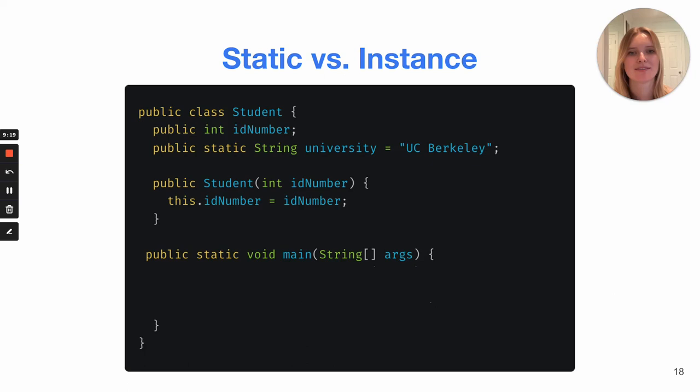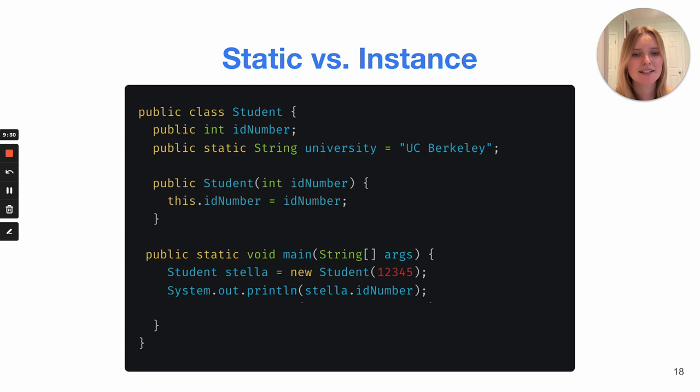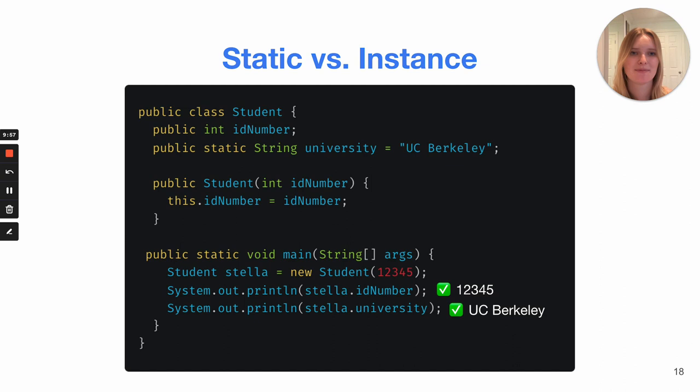So let's talk about an example now. In our main method, we're going to create a new student named Stella. And now we're going to try to print Stella's ID number. Note that we're using dot notation here. Dot notation is when we take the object and we put a dot after it and we get the variable or function that we're trying to access. So here we're trying to get the ID number, so we use Stella.IDNumber. And what do we get here? 12345. Nice. We can also try to print out Stella.university.